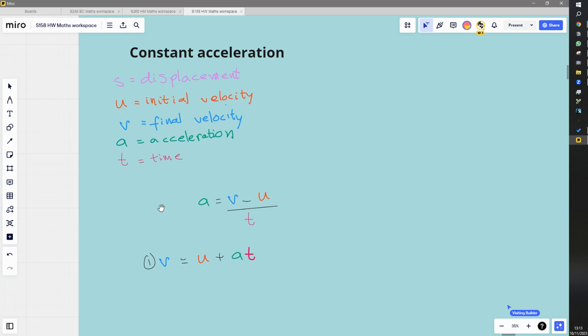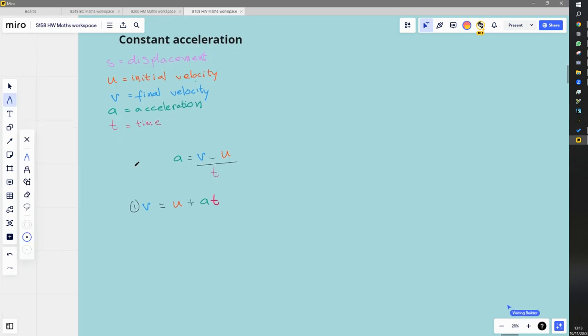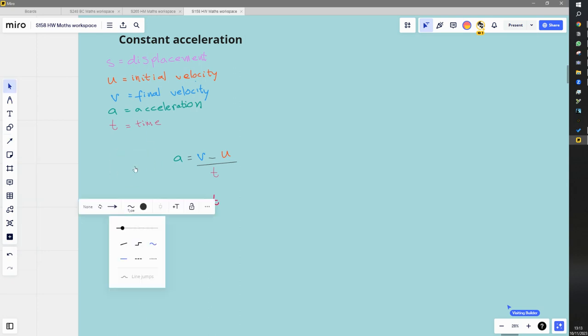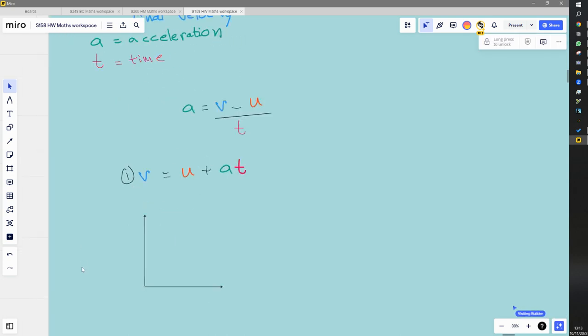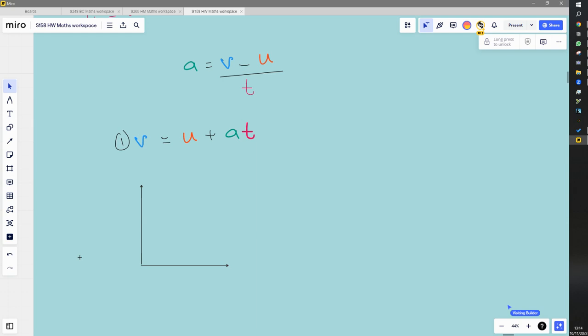Let's look at another equation which we can kind of understand. With a couple of them actually, we're going to imagine a graph. So we're going to imagine a velocity against time graph, because we're taking scenarios where the acceleration is constant. Let me just label the axes. So this is time, and this is velocity.